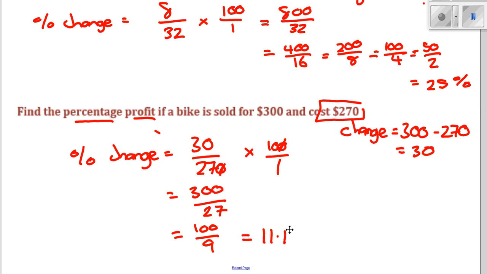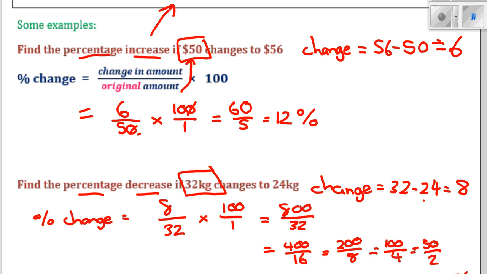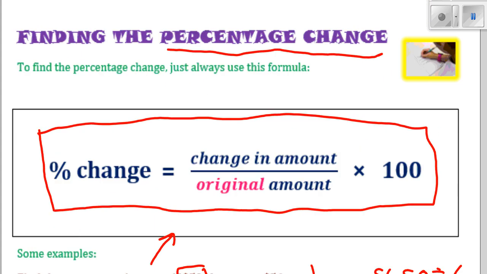So remember 100 divided by 9. 9 goes into 10 once with one remainder, once, one remainder, once, and so on. So that's why you get 11.1%. Okay, so just a recap. Formula for percentage change, if you want the percentage increase, the percentage decrease, the percentage profit, the percentage loss, you just find the change in value and you always divide by the original and times by 100. Okay, that's it.